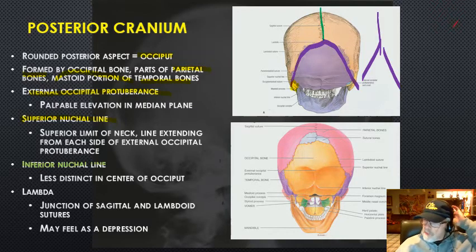Sometimes there'll be a little depression, and at the very end we'll talk about something called fontanelles. Fontanelles are those soft spots that babies have. We'll talk about that a little bit later. I've got a couple slides on fontanelles at the very end, okay?